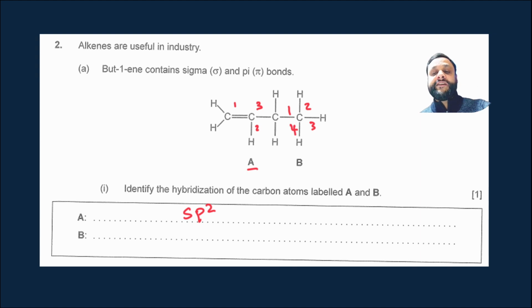Let's move to carbon B, and we can see we have 1, 2, 3, and 4 electron domains. For 4 electron domains, we are looking for 4 hybrid orbitals. That means 1 s and 3 p orbitals will merge together to give us 4 new hybrid orbitals. Hence, the hybridization will be sp3. So for A, sp2, and for B, sp3. That will give us 1 mark.